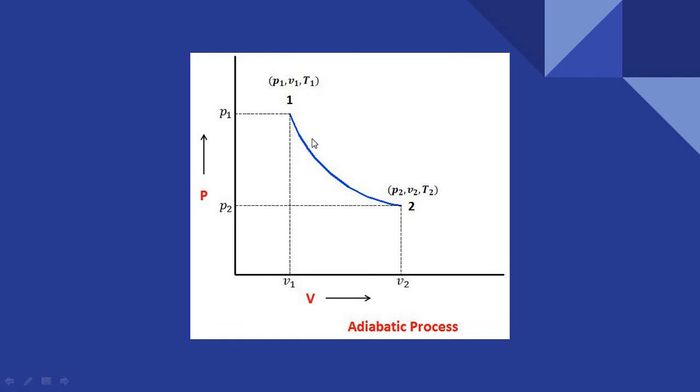And this is the adiabatic process. This is again another curve. There you have pressure and volume, and the temperature is also different: P1, V1, T1 to P2, V2, T2.